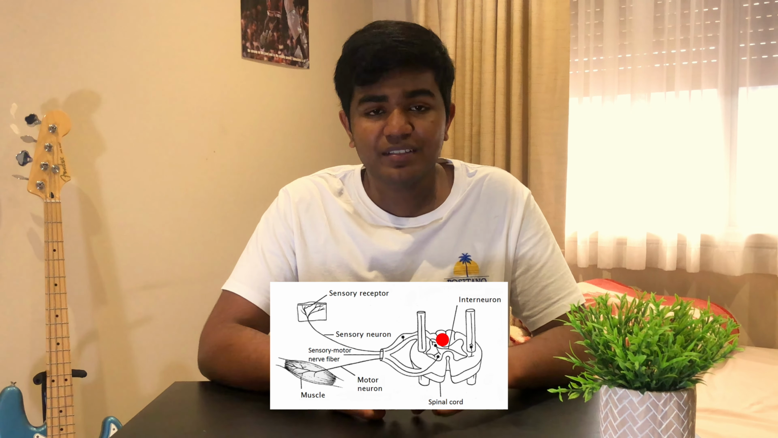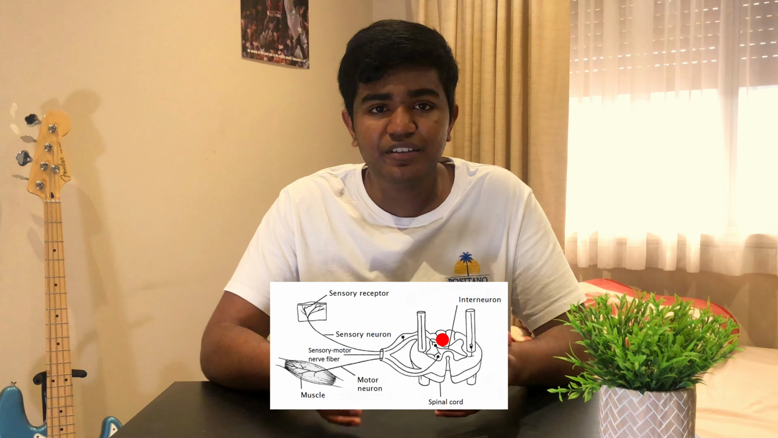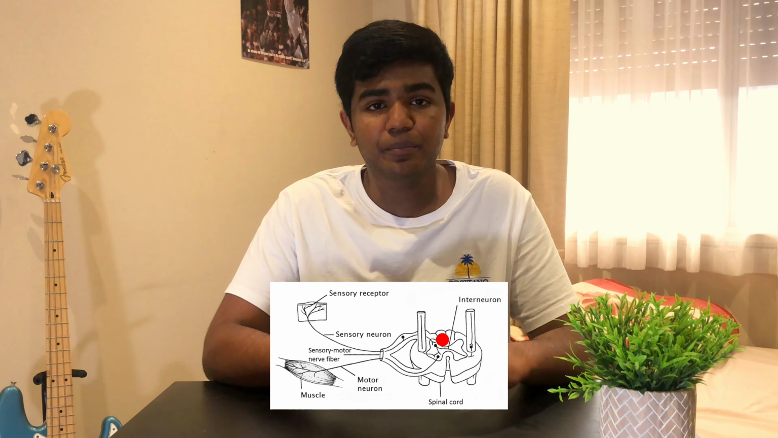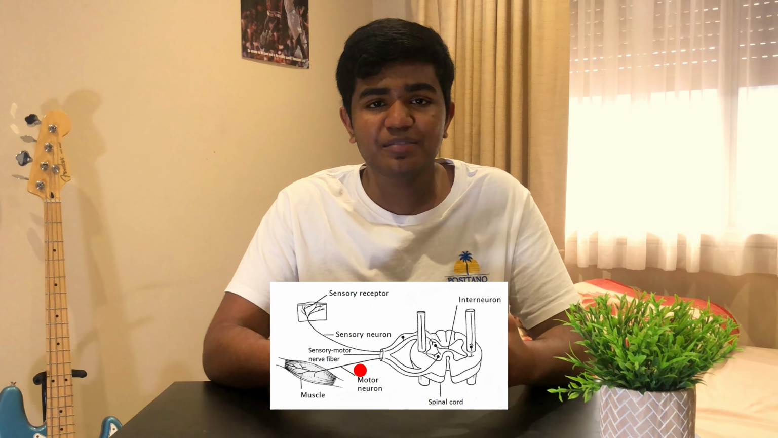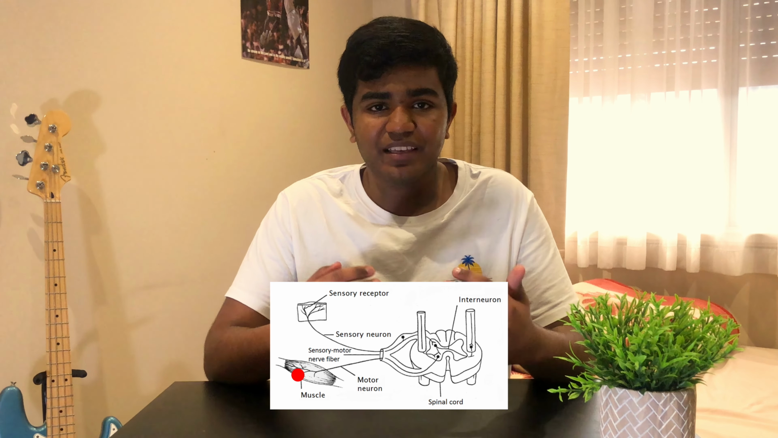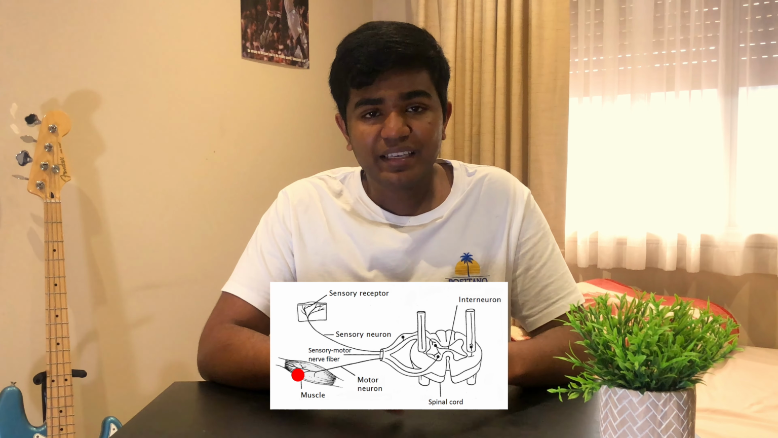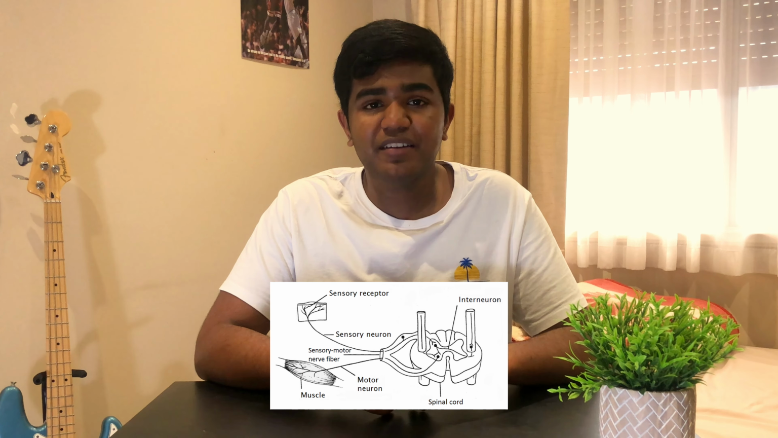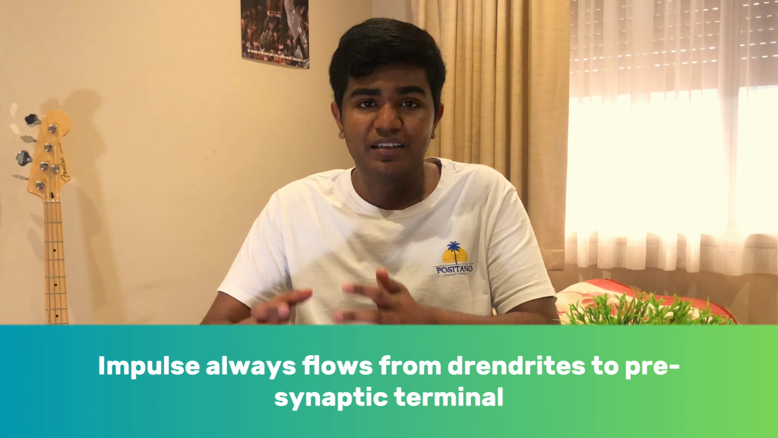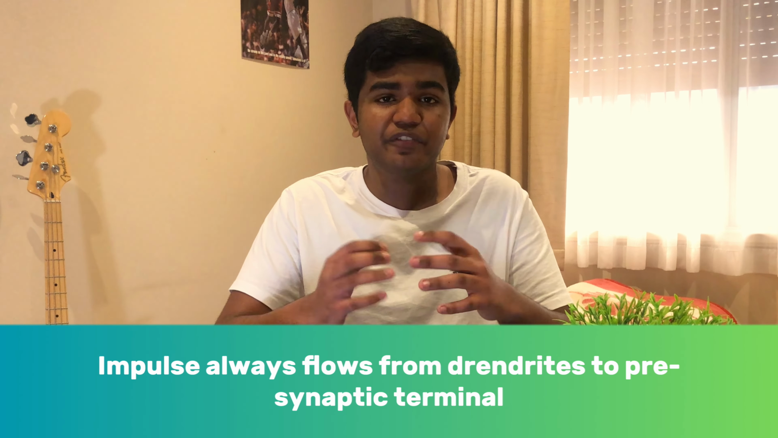The electrical impulse is then sent between many different interneurons before getting transmitted to a motor neuron and then getting transmitted to the effectors to bring about the appropriate biological response. Keep in mind when you're drawing this diagram and you're putting all the different neurons together in this order, you need to make sure that the electrical impulse always flows from the dendrites to the presynaptic terminals. The order of that is very important.